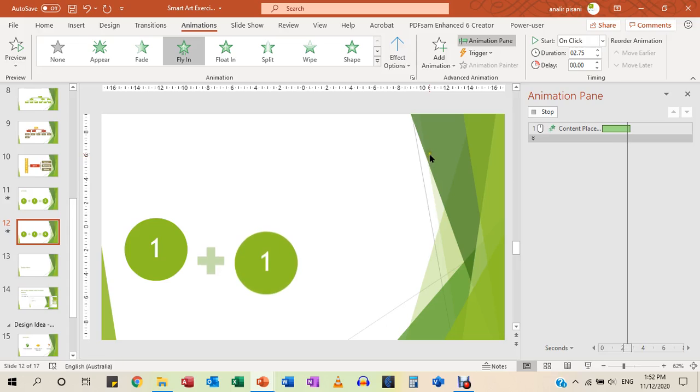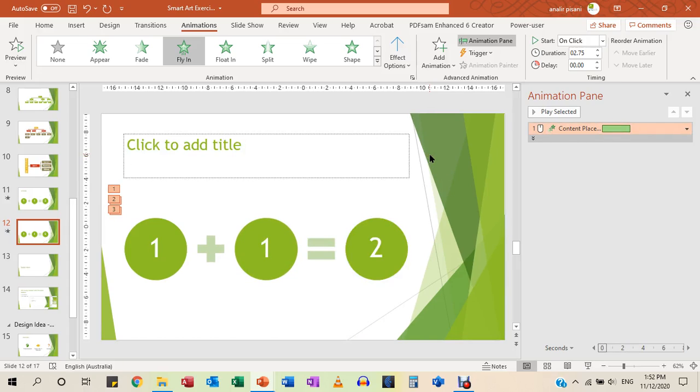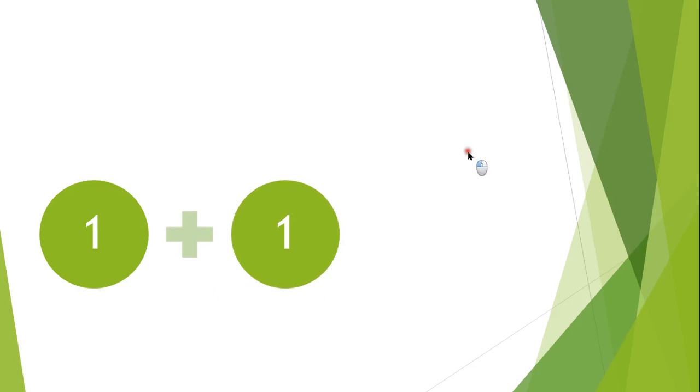So what I'm going to do here is run it from this slide, so Shift F5, so it runs it from the current slide. And so when I click, the first object comes in. When I'm good and ready, the second one will come in. And when I'm really good and ready, then the third one will come in. So I've got them coming in separately.